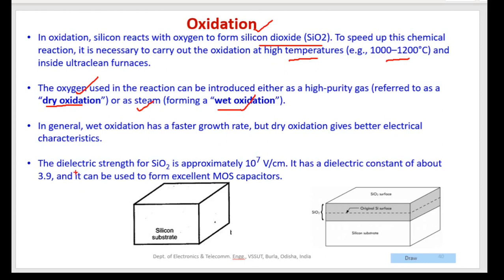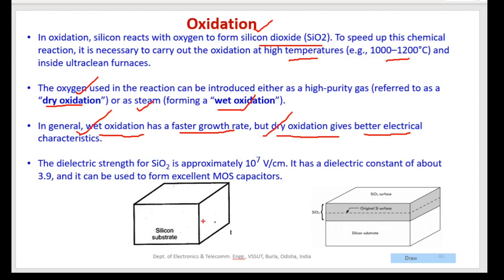In general, wet oxidation has a faster growth rate, but dry oxidation gives better electrical characteristics. So in the case when we do not require very high quality silicon dioxide, we can go for wet oxidation, because it gives us a faster growth rate of silicon dioxide. But when we require a better quality, high quality SiO2, then we can go with the dry oxidation process, right?